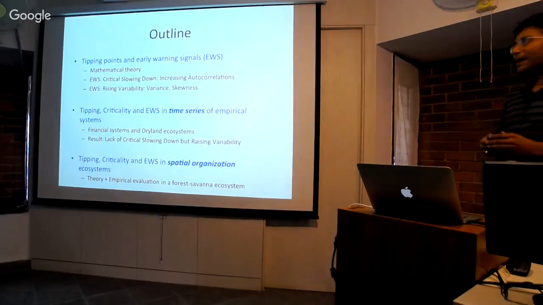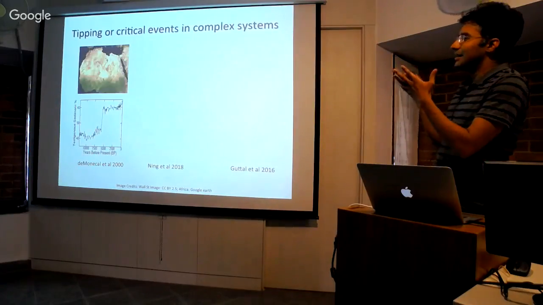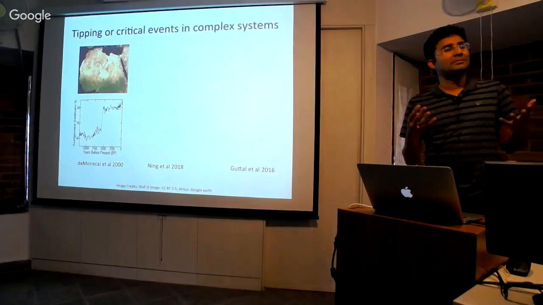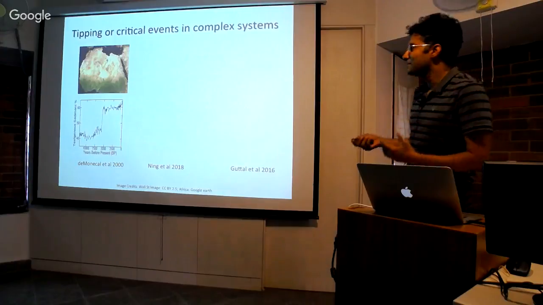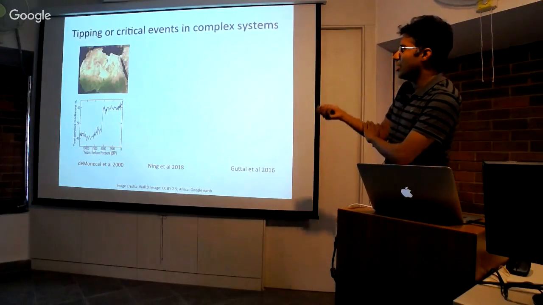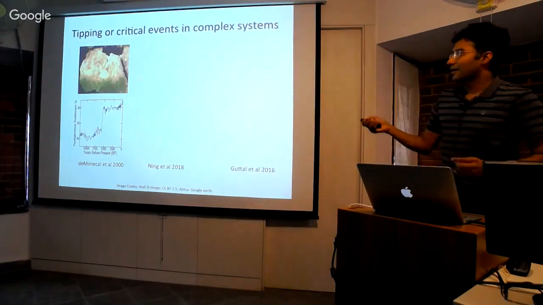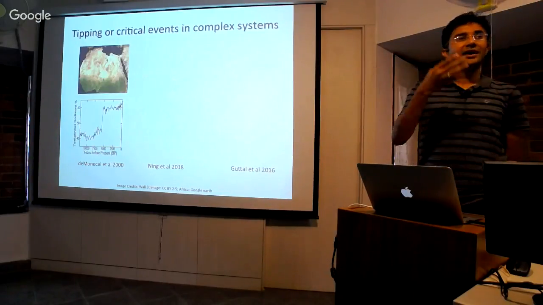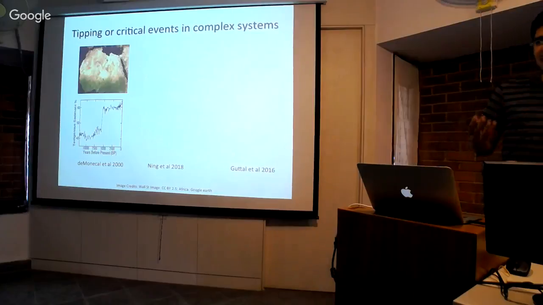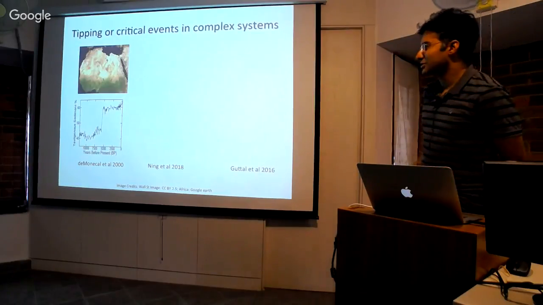Okay, so with that broad background, let me try to convince you that there are many, many instances of tipping points in the real world. So what do we mean by tipping points? Look at this proxy data of vegetation in the Sahara. As many of you probably know, the Sahara as we see it today was actually a highly vegetated landscape some 5 to 10,000 years ago.